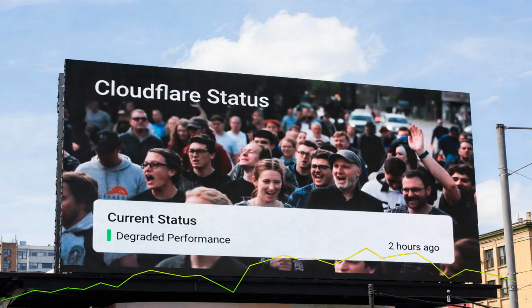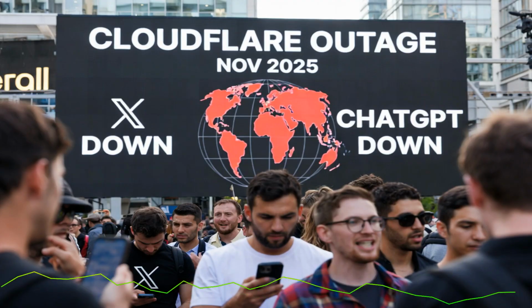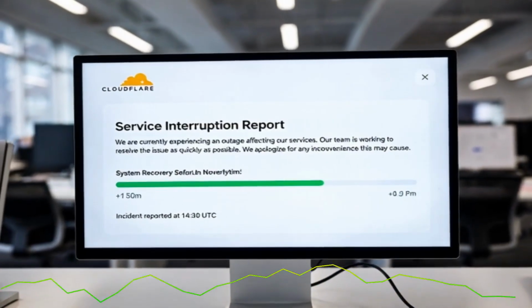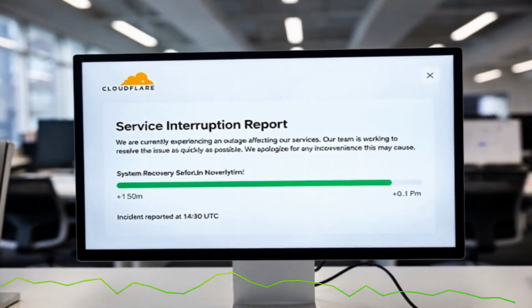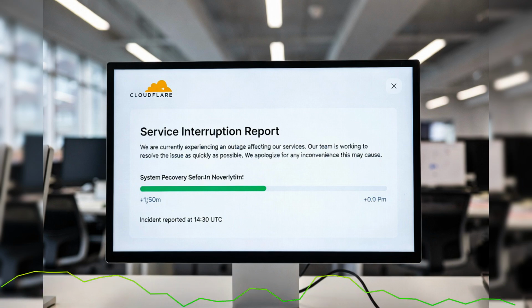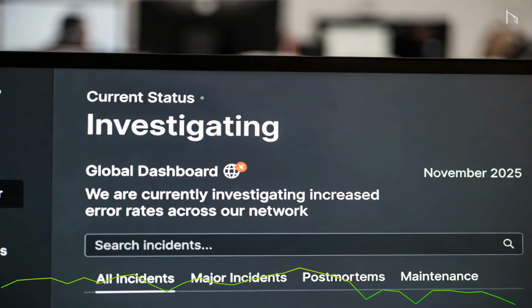Fail open versus fail closed. This outage highlighted the danger of fail closed defaults. In a fail open scenario, if a security service fails, the traffic is allowed through. The risk is that you might let a malicious packet in. In a fail closed scenario, if the security service fails, the traffic is dropped. The risk is you block legitimate users.